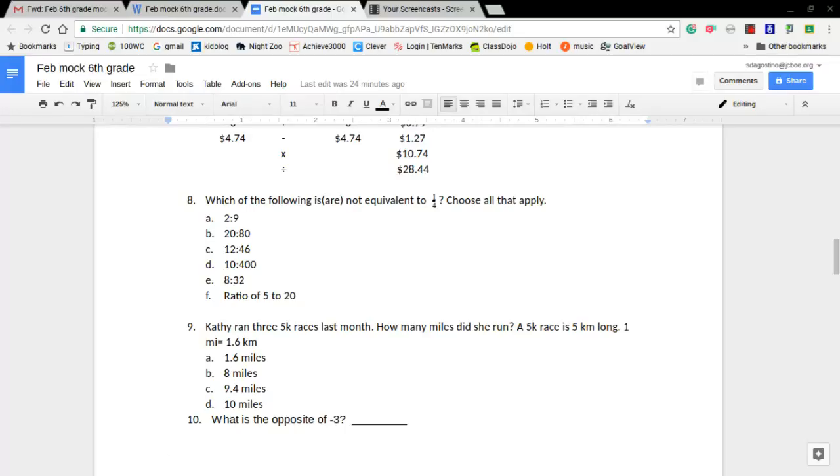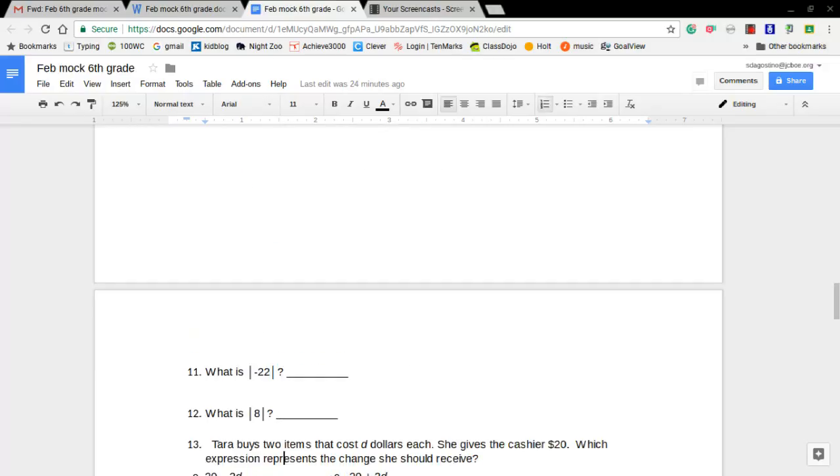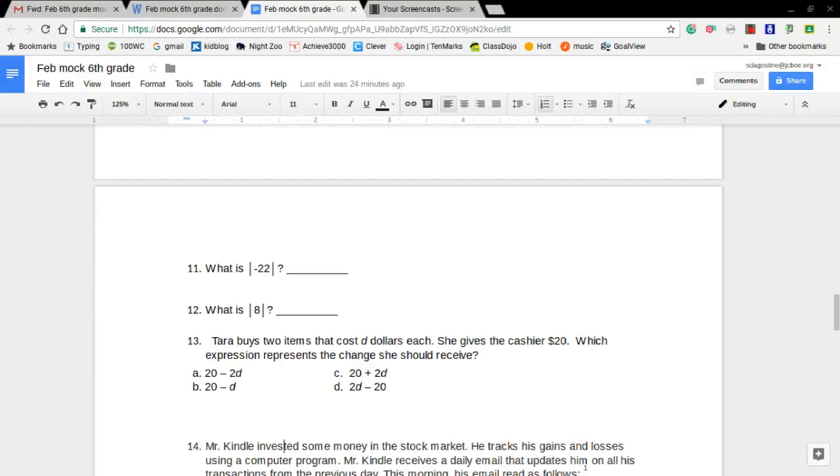Number 10. What is the opposite of negative 3? Number 11. What is the absolute value of negative 22? Number 12. What is the absolute value of 8?